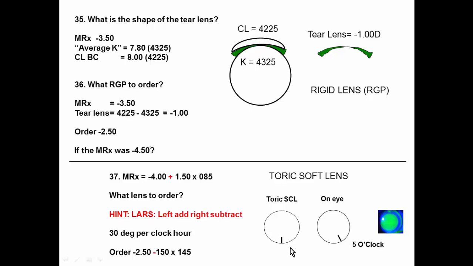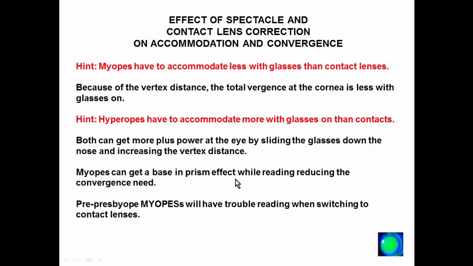If you have a soft contact lens that rotates on the eye, you may have to add or subtract from the cylinder axis in order to get the proper prescription. The hint here is LARS: Left add, right subtract. Myopes have to accommodate less with glasses than with contact lenses, and hyperopes have to accommodate more.